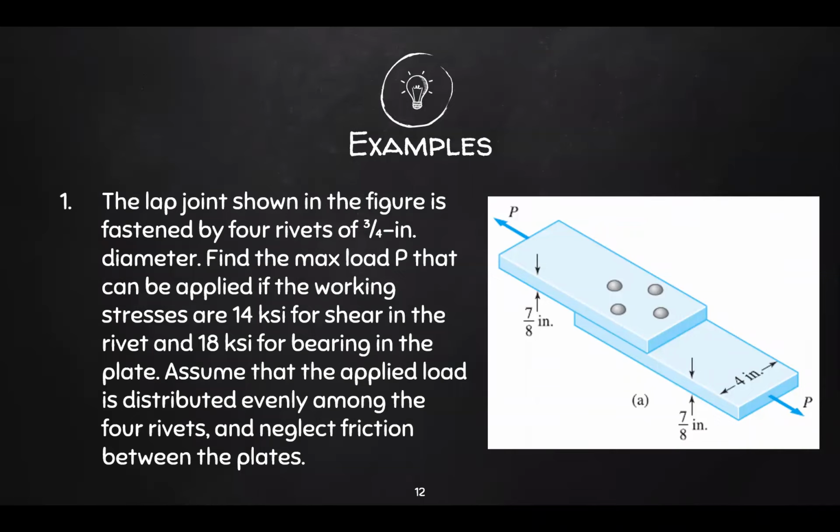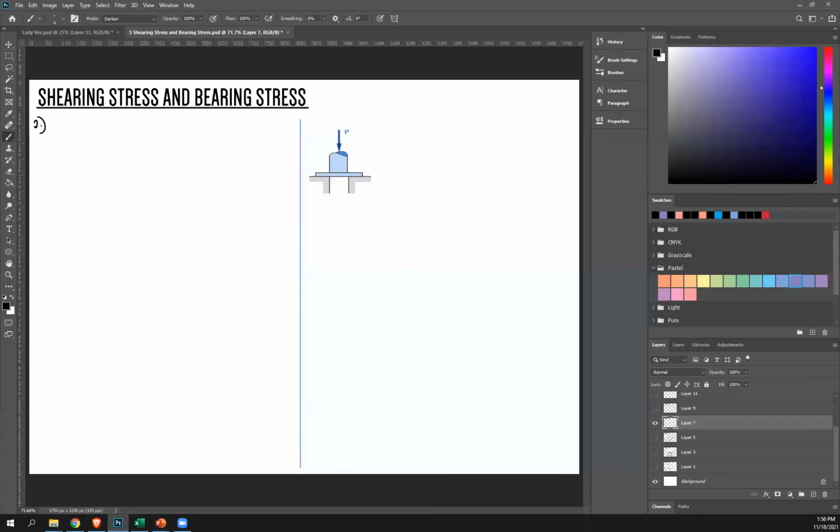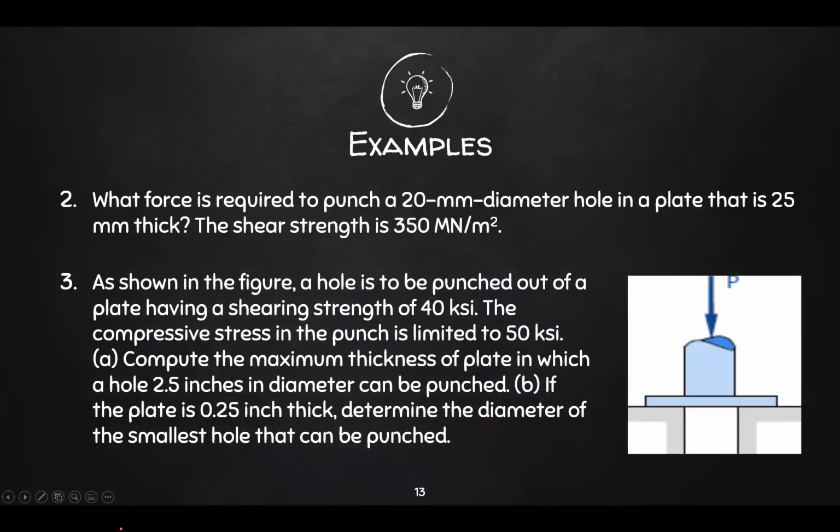The lap joint shown in the figure. Not that. What force is required to punch a 20 millimeter diameter hole in a plate that is 25 millimeters thick? The shear strength is 350 meganewton per meter squared. Once again, let's write the given. We have the diameter of the hole, so I'll call that d_H, 20 millimeter, and then the thickness of the plate, 25 millimeter, and the shear strength, 350 meganewton per meter squared.